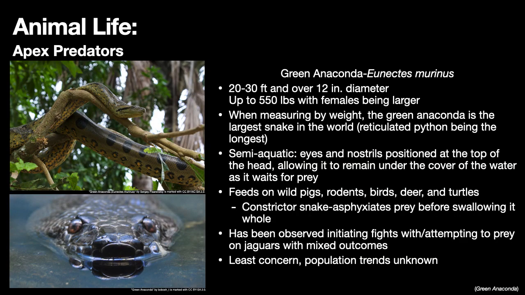The green anaconda is the world's largest snake by measure of weight. These constrictor snakes are semi-aquatic with eyes and nostrils placed on the top of their head, allowing the snake to remain mostly underwater as it waits for unsuspecting prey.